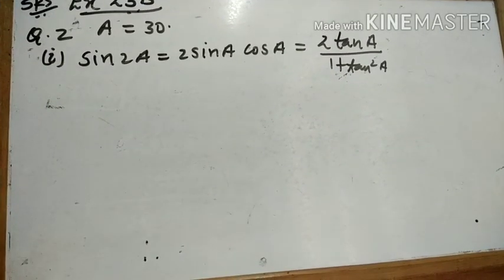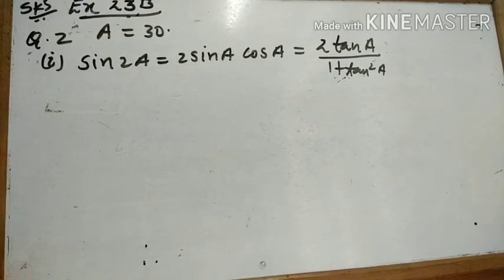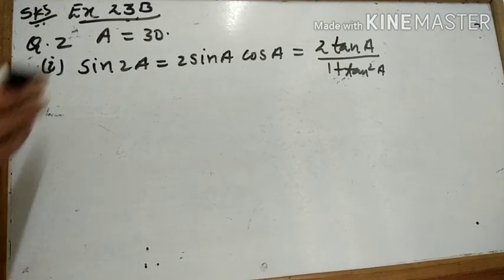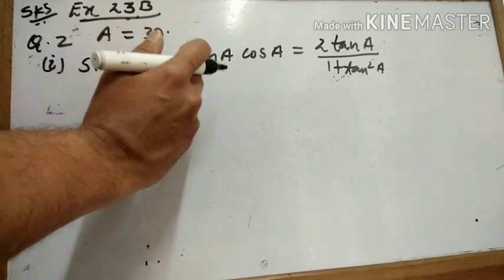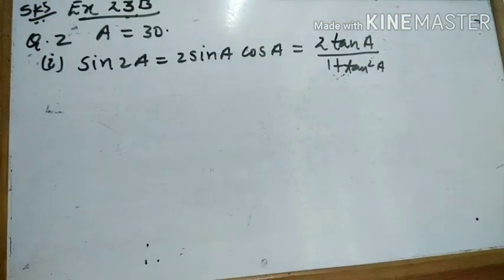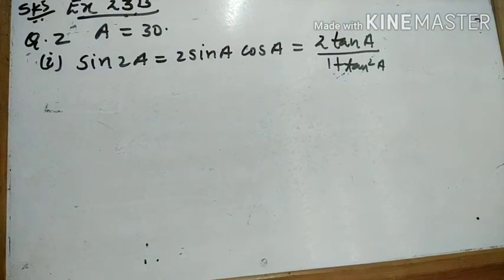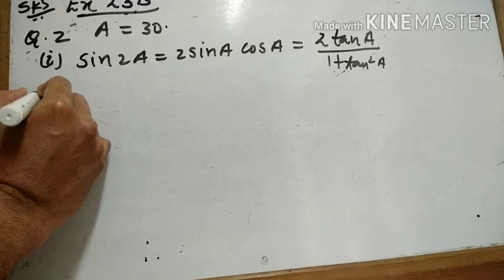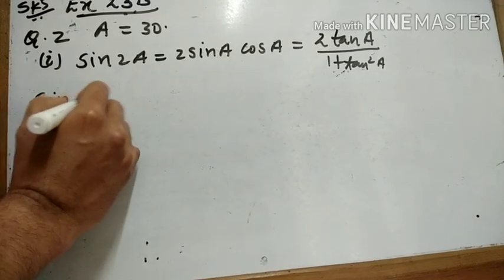We shall take one more question, question 2, sub-question 1. Over here, a value is given to us as 30. We are supposed to prove sine of 2a equals 2 sine a cos a equals 2 tan a over 1 plus tan square a. Apparently very long to prove, but let us see. It's not so difficult if you know the values of standard angles.